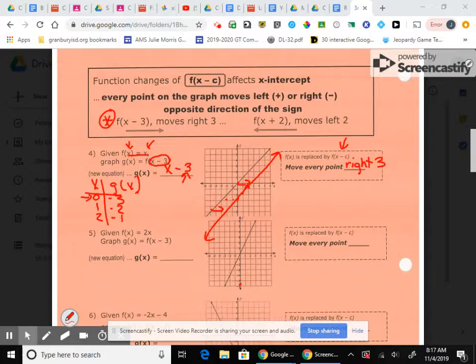Here I have the original function f(x) = 2x, but now I'm going to replace that x in the original function with x minus 3 because it's inside the parentheses. So my new function is going to be the 2 times (x minus 3), because x minus 3 replaces x. So I get 2x minus 6. So my new equation is going to be 2x minus 6.